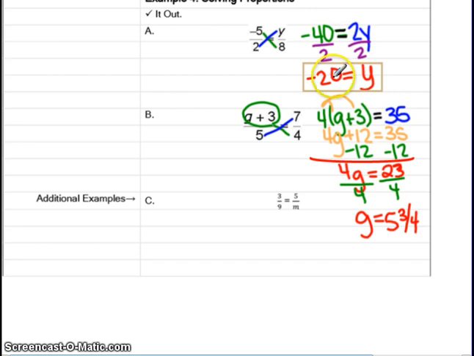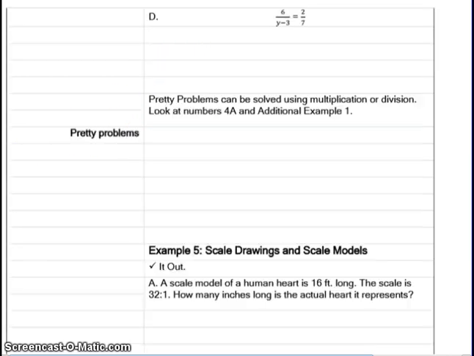Alright, so now I'm going to plug this back in to my original equation. If I plug in 5 3/4, add 3, and then divide by 5, I'm getting 1.75. What's 7 divided by 4? 1.75. Okay, so just like when we solved equations, I did want to plug that back in since it was a little bit more complicated, and just double check, make sure that was right. At this point, go ahead and pause and try letters C and D on your own.